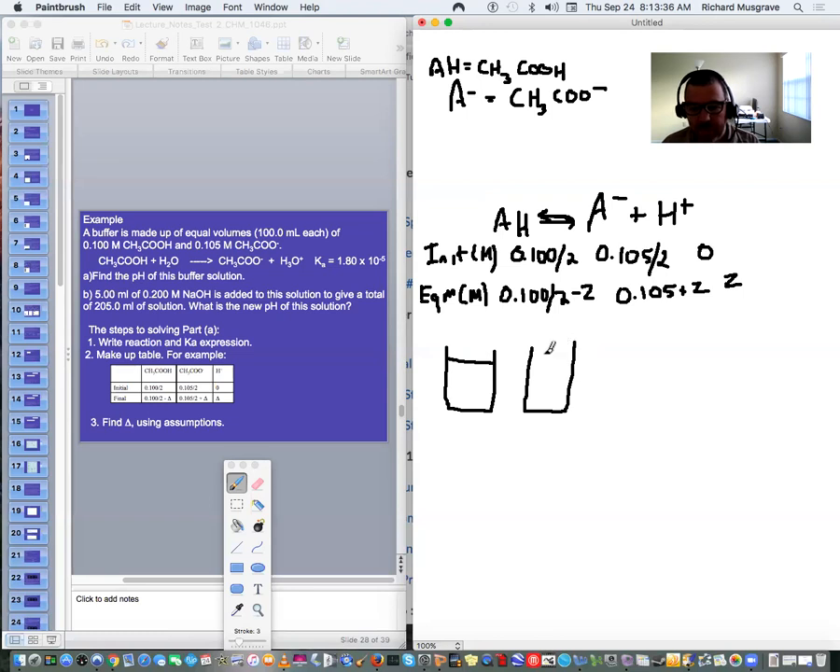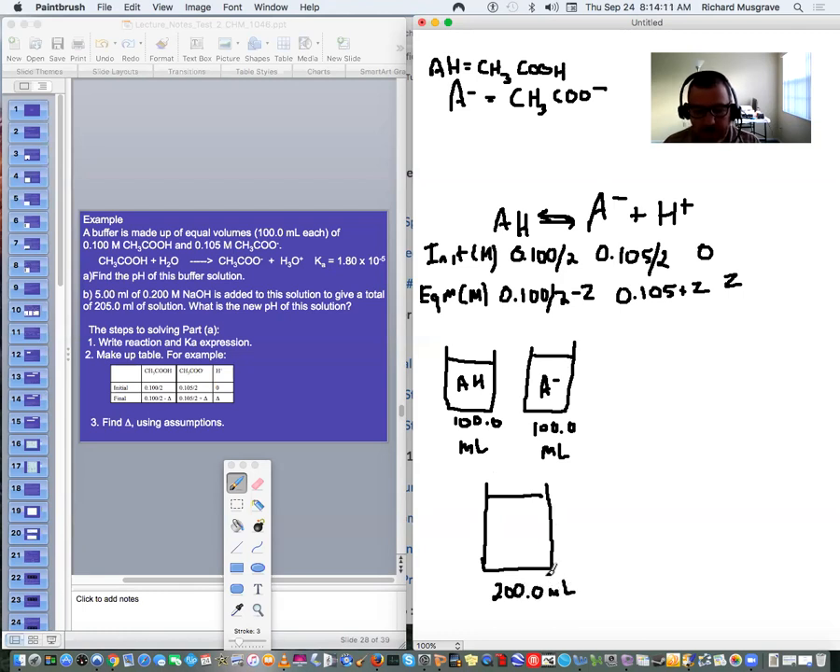We have 100 mils, or 100.0 mils, and this is the AH. And we have 100.0 mils, and this is the A minus. Then what we've done is we've added them together to produce a solution that is now 200.0 mils that contains both AH and A minus. This is how we made the buffer to begin with.